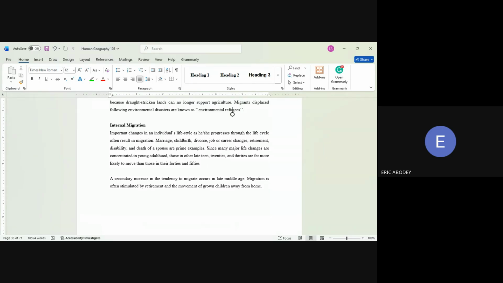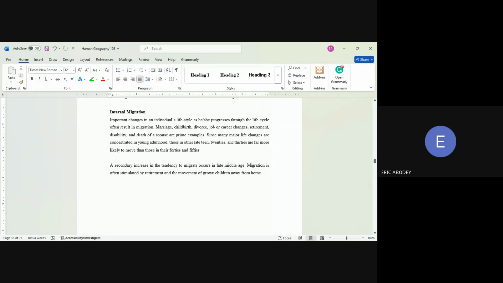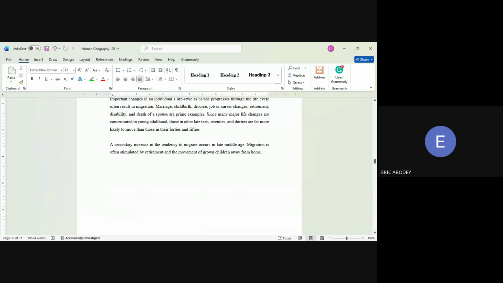Important changes in an individual's lifestyle as he or she progresses through the life cycle often result in migration. Marriage, childbirth, divorce, job or career changes, retirement, disability, and death of a spouse are primary examples. Since many major life changes are concentrated in young adults, those in their late teens, 20s, and 30s are far more likely to move than those in their 40s and 50s, like I told you earlier on.